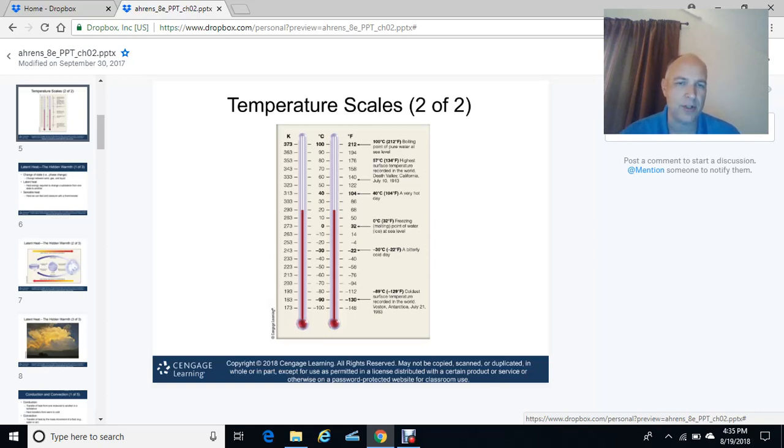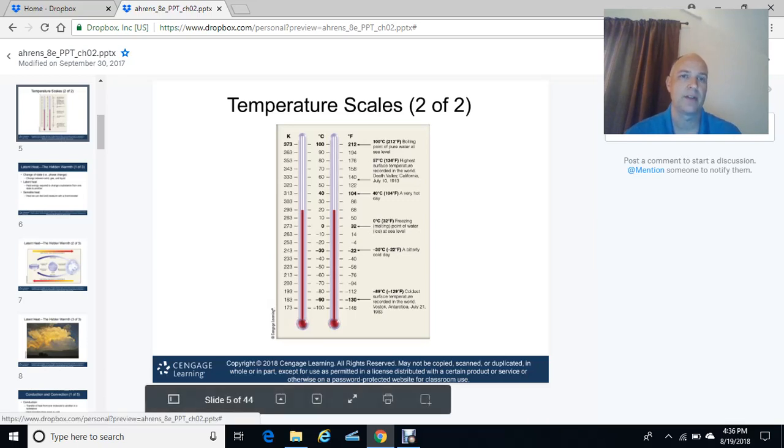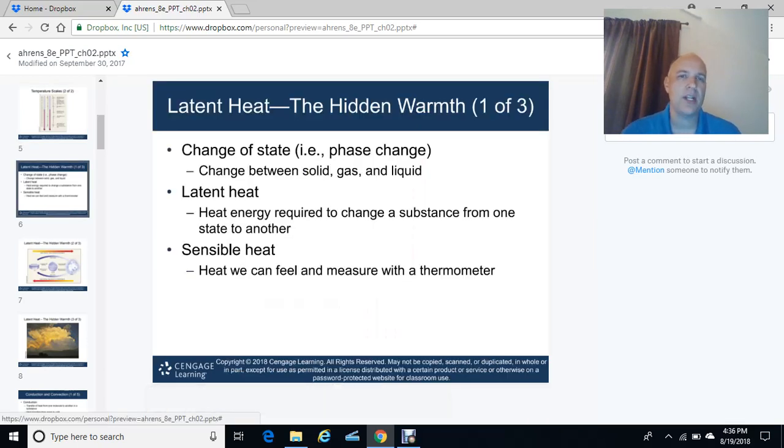where the temperature got down to a bone-chilling negative 89 degrees Celsius or negative 129 degrees Fahrenheit. Very, very frigid. All right, now we're going to move into a very important topic when we talk about heat. We talk about energy in the atmosphere, and that is called latent heat.